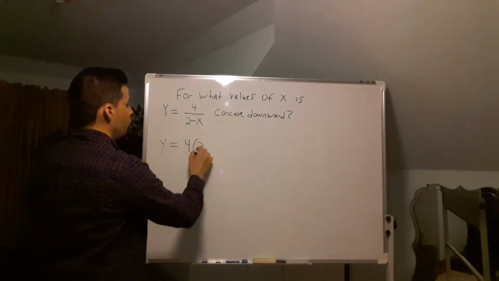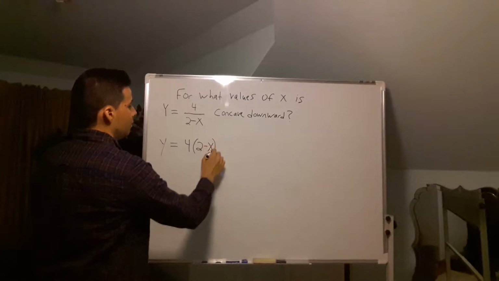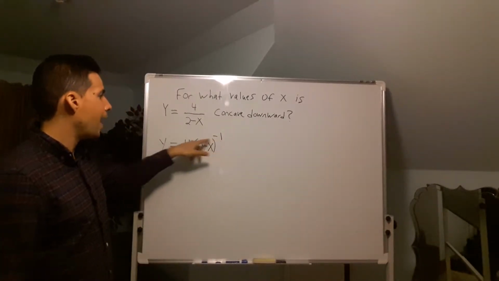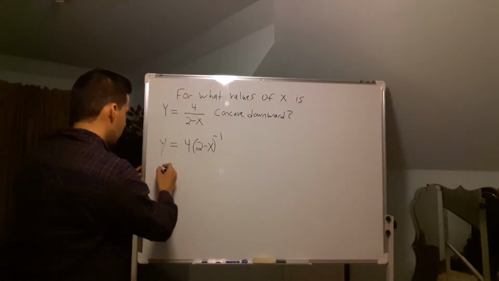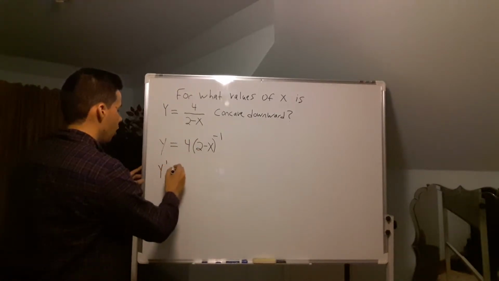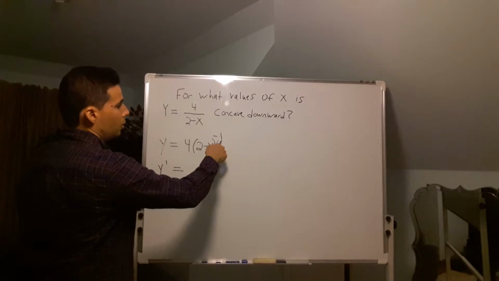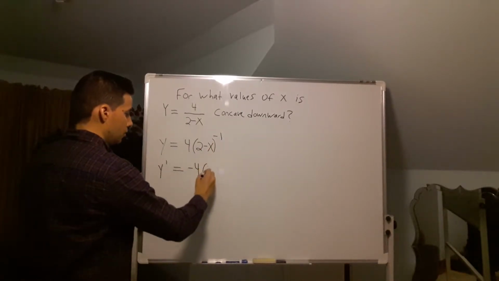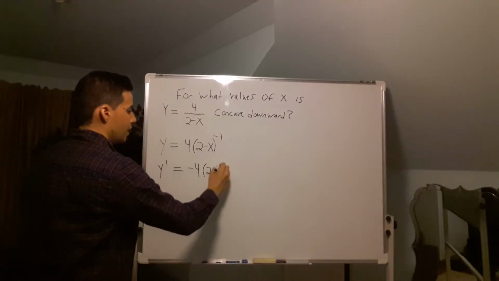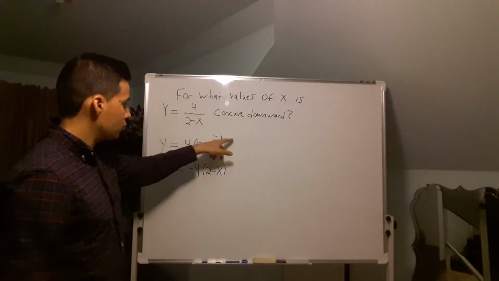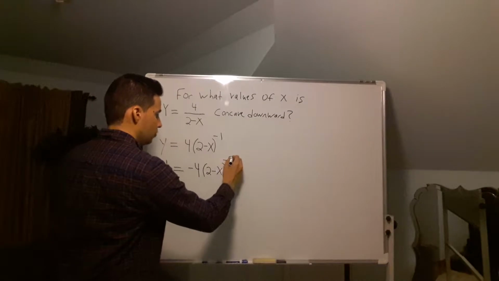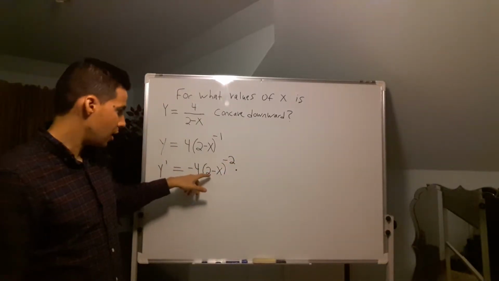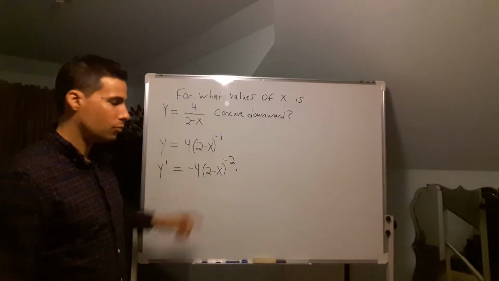Okay, so let's just write this function in another way. Let's write it as 4 times 2 minus x to the negative 1 power, so we could take advantage of the power rule for taking derivatives. Okay, so now let's take the first derivative of y. We're going to multiply the negative 1 times the 4. We get negative 4 times 2 minus x, and then we're going to subtract 1 from the power. We get minus 2. And then we need to multiply by the derivative of the inside function, 2 minus x, which is negative 1.